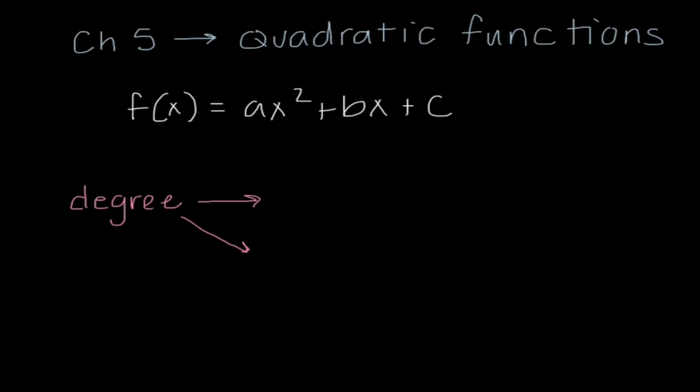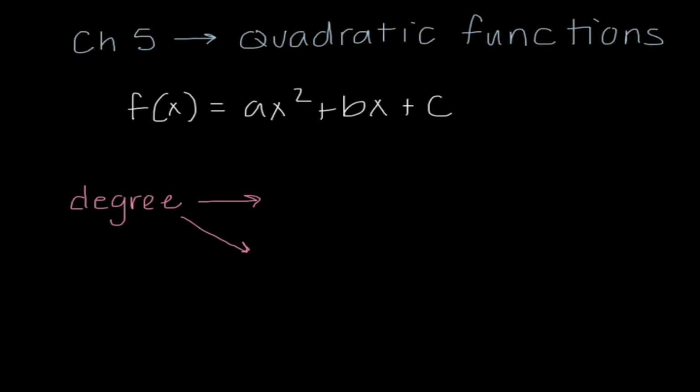Okay, and what a quadratic function is, this is what we call the standard form. f of x, which we know means the same thing as y, equals ax squared, and this squared is really what makes this quadratic, plus bx plus c. So this squared is what makes it quadratic.